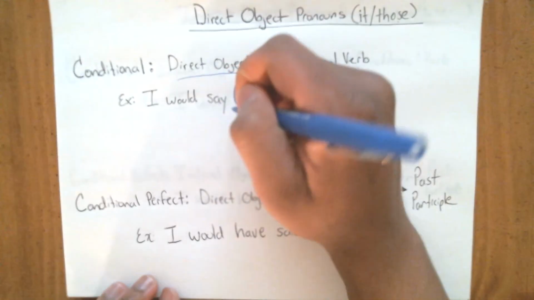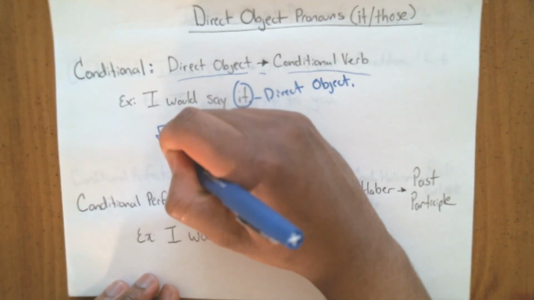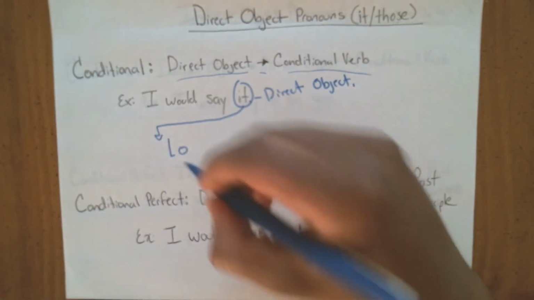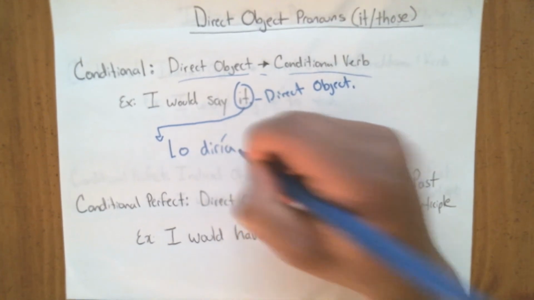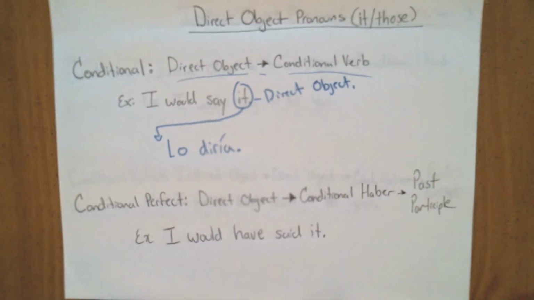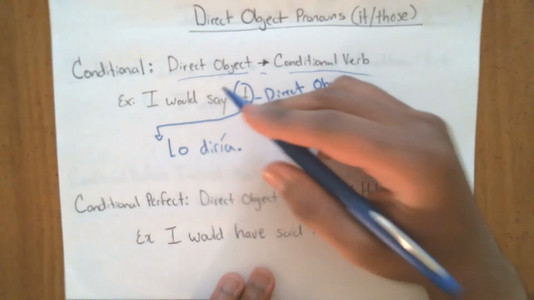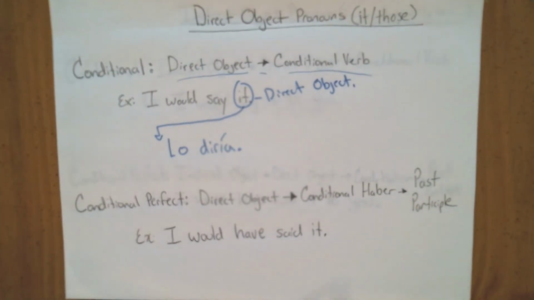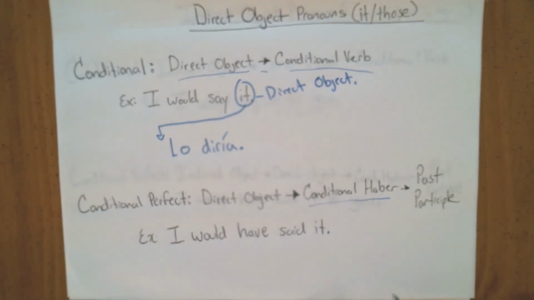So in this case, the it would come first. And you know that it in Spanish is just lo, and then I would say. That's just diría. You're done. Lo diría. It, I would say, or translate it back in English, I would say it. So it's just important that you know that whenever you have an it or a those in the sentence, that always comes first before your conjugated verb when you're dealing with the conditional tense or the would tense. So lo diría, I would say it. When you're dealing with the conditional perfect, it's the exact same thing. Only this time, haber is what goes in the conditional, so that is what you put your direct object in front of.